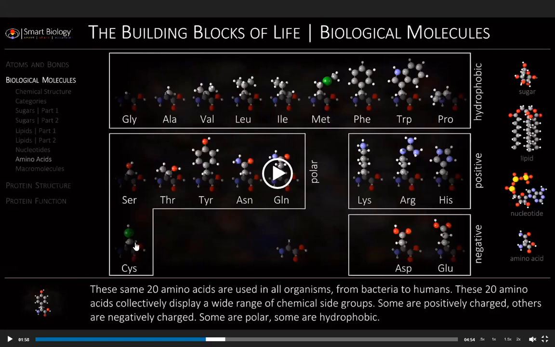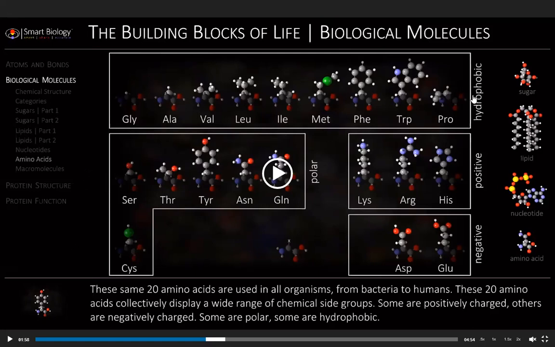Cysteine is a very interesting amino acid because it has a sulfur group. And this sulfur allows two cysteine molecules to join together in a covalent bond, forming what is known as a disulfide bridge. We will look at that as well later.